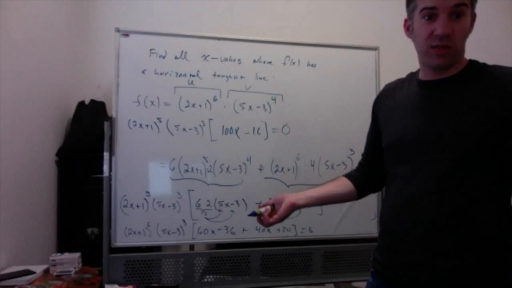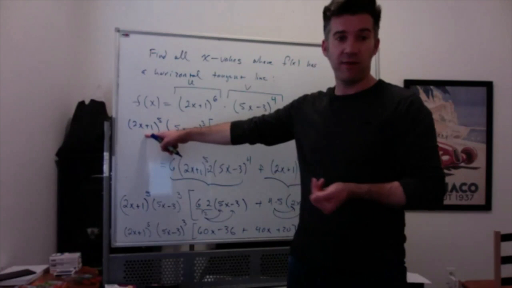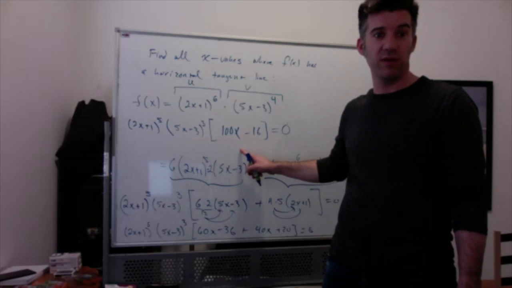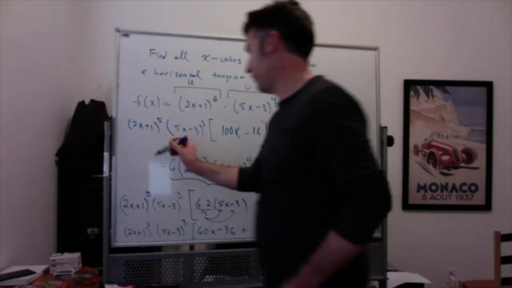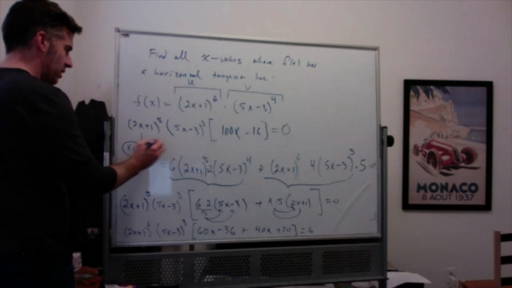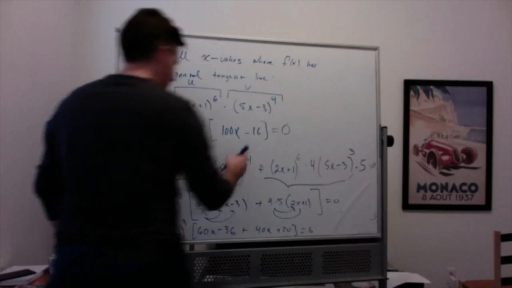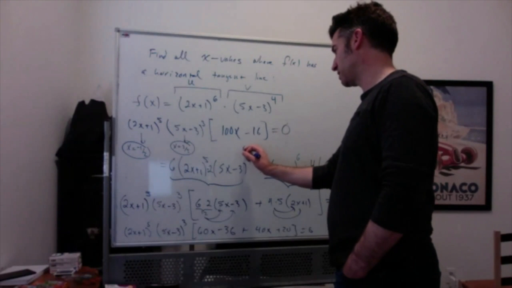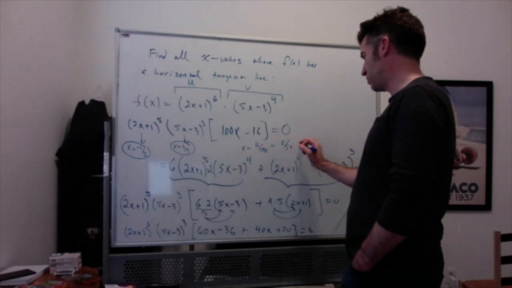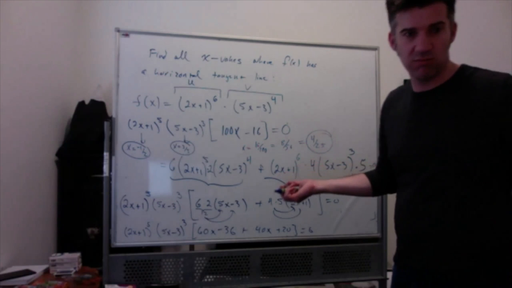So then we're going to set each of the 3 factors equal to 0. Here's what usually happens with this. A lot of people find that negative 1/2 is a solution and positive 3/5 is a solution, but they don't get the last solution, which is from this factor here. So 2x plus 1 equals 0, which means x equals negative 1/2. 5x minus 3 equals 0, which means x equals positive 3/5. And 100x minus 16 equals 0, which means x equals positive 16 over 100, which reduces to 8 over 50, which reduces to 4 over 25. Or 0.16 if you prefer a decimal.